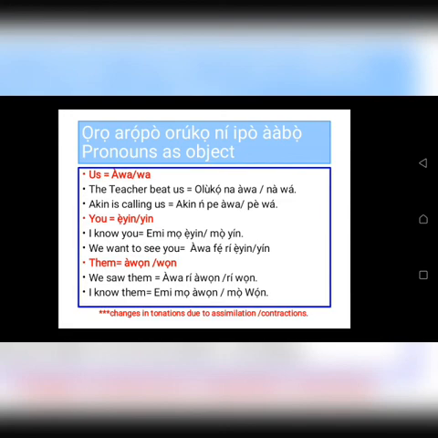Don't be surprised. I'm going to break everything down. You know, this is Ọ̀gbẹ́ni Taiwo for you. So everything that has to do with Yoruba, I will simplify it for you.